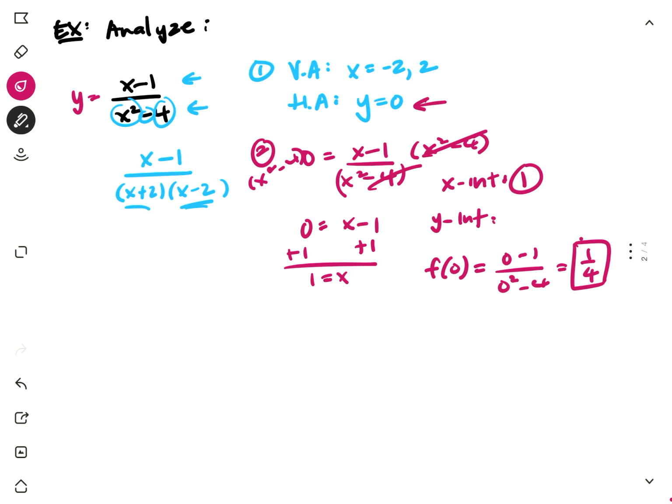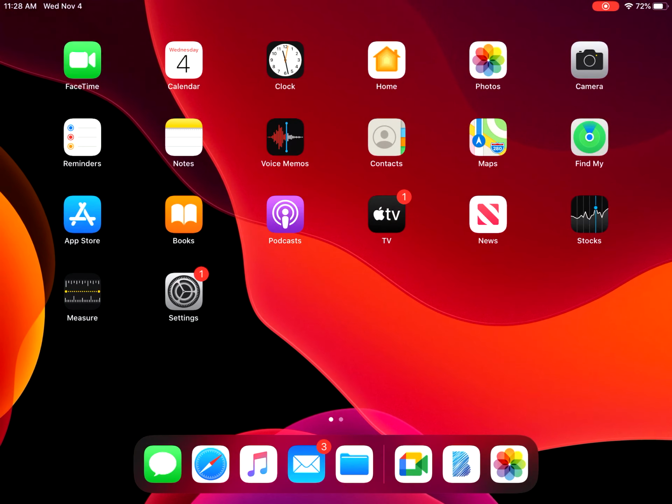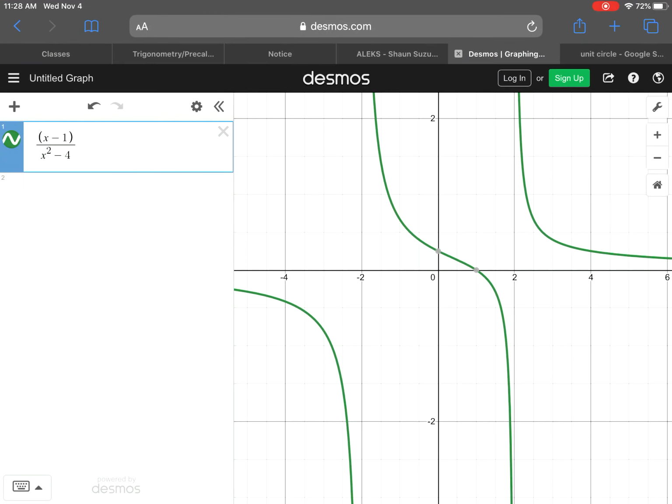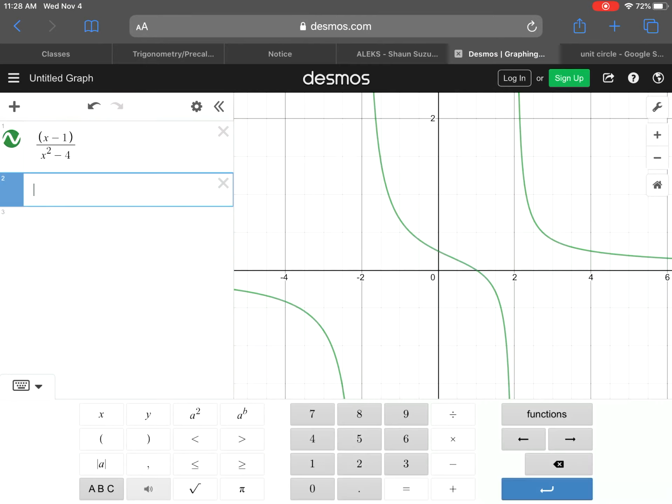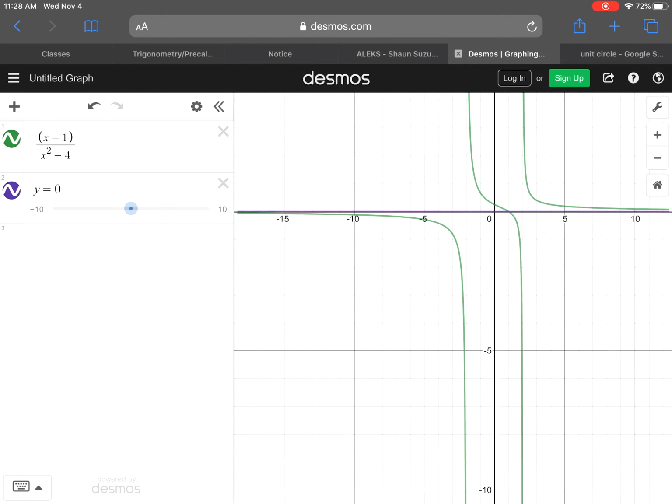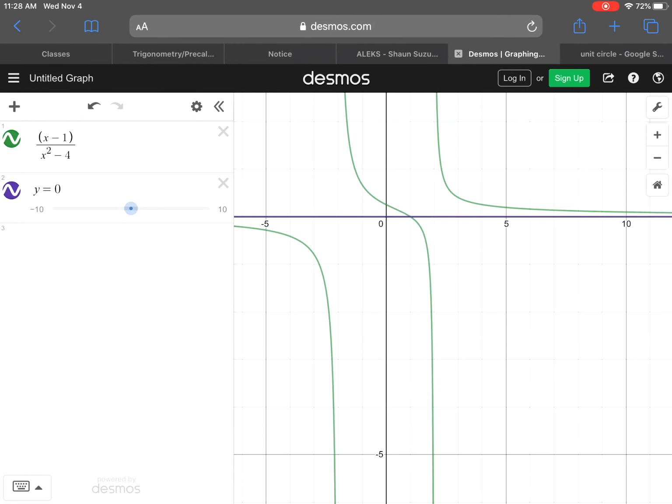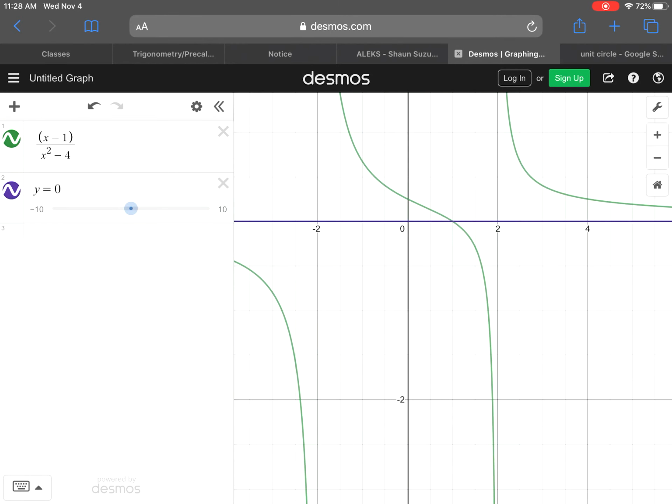Okay, so let's check our horizontal asymptote. If it helps you, you can draw these asymptotes in. So if I say y equals 0, we can see that this gets closer and closer to that line. The green gets ever and ever closer to the purple line.